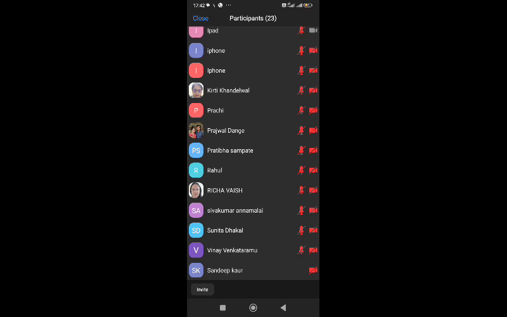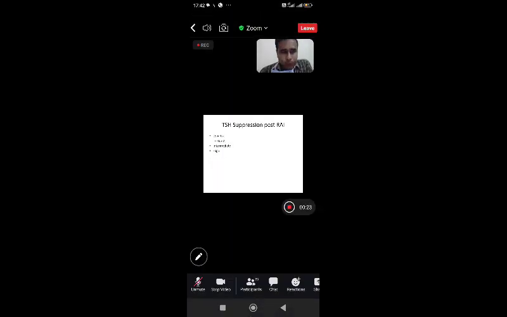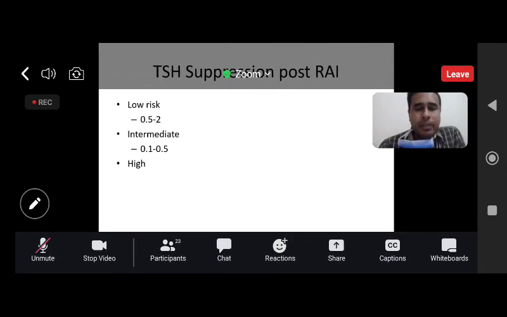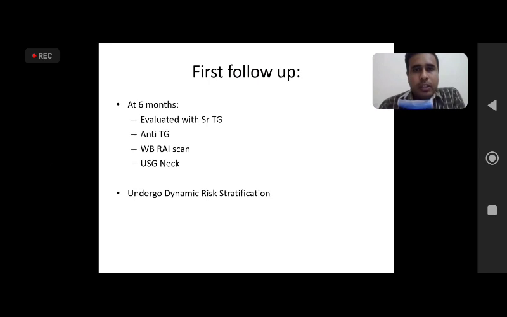TSH suppression post RAI. The TSH suppression target for a low risk patient is between 0.5 to 2. For intermediate risk, we keep between 0.1 to 0.5. For high risk patients, we keep the TSH target less than 0.1. The first follow-up will be at 6 months.